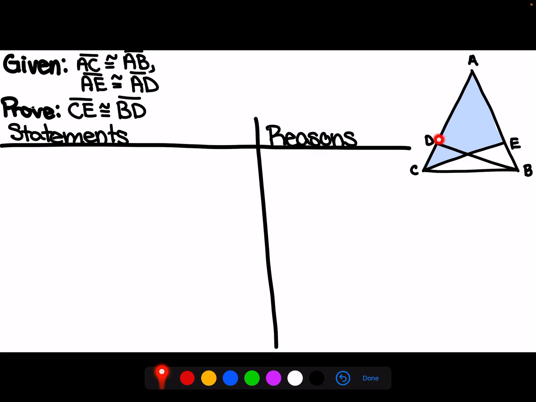Now, I already outlined the triangle that I'm working with, but as you can see, there's a lot of different triangles here. I have this tiny triangle here, and this other tiny triangle. I also have triangle DCB down here, and triangle ECB. So again, determining which triangles you want to use is based upon the given information.